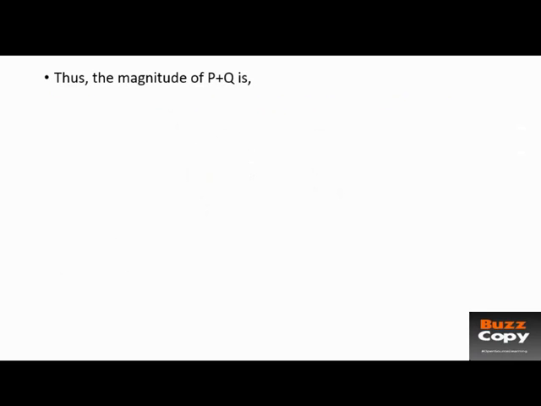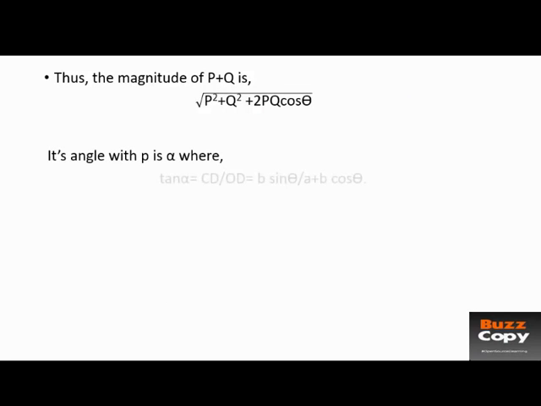Thus, the magnitude of P vector plus Q vector is under root P square plus Q square plus 2PQ cos theta. Its angle with P is alpha, where tan alpha is equal to CD by OD, which is equal to Q sin theta divided by P plus Q cos theta.